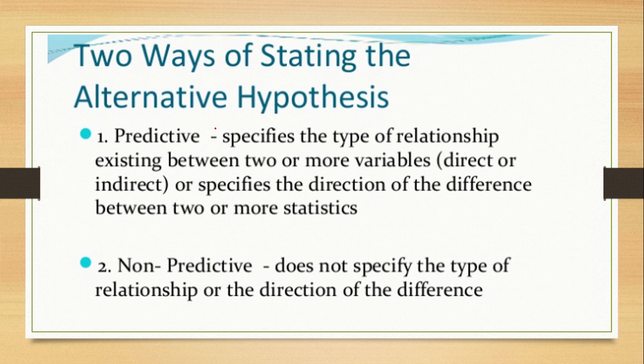Alright? And two ways of stating the alternative hypothesis. One is predictive, the other one is non-predictive. So for predictive, it specifies the type of relationship existing between two or more variables, direct or indirect, or specifies the direction of the difference between two or more statistics. Now for the non-predictive, it does not specify the type of relationship or the direction of the difference.